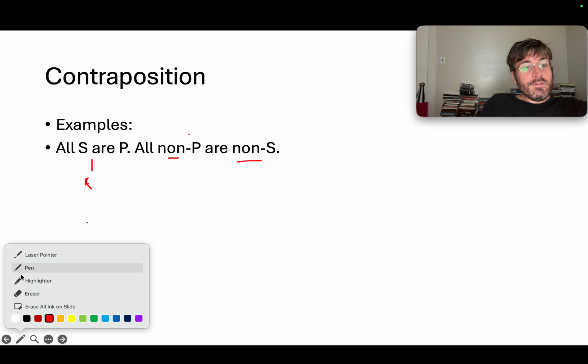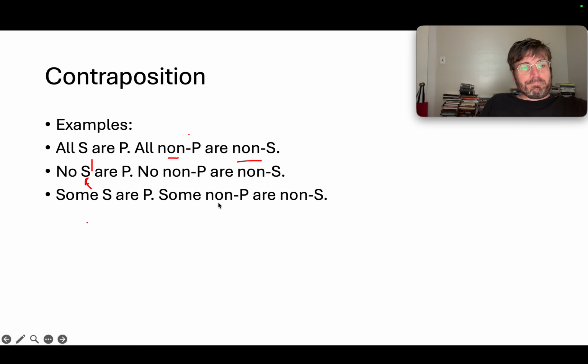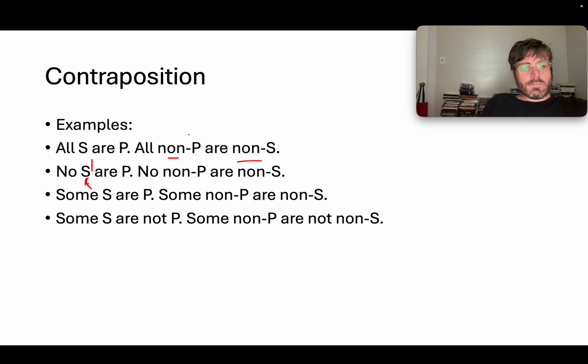All right, we move along here. No S are P. This is an E proposition. No S are P. We flip-flop S and P: no non-P are non-S. Some S are P: some non-P are non-S. Some S are not P. This is our O proposition. Some non-P are not non-S.